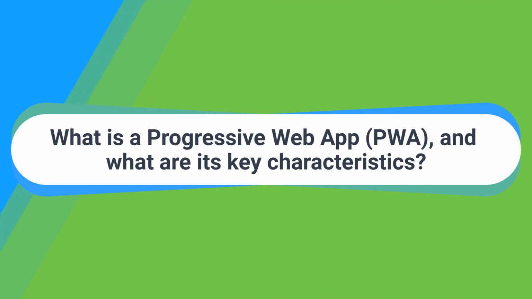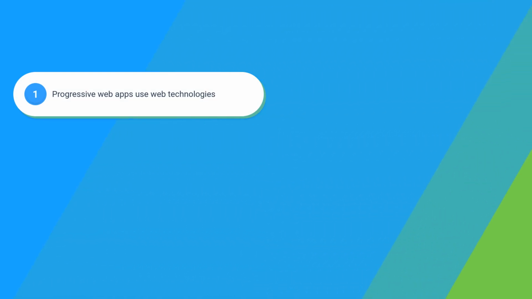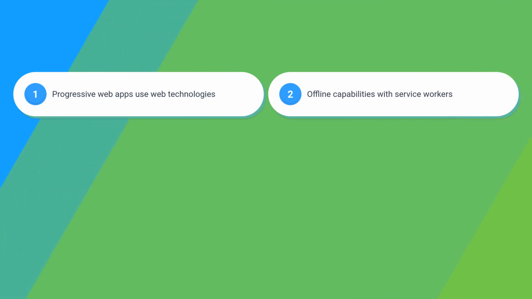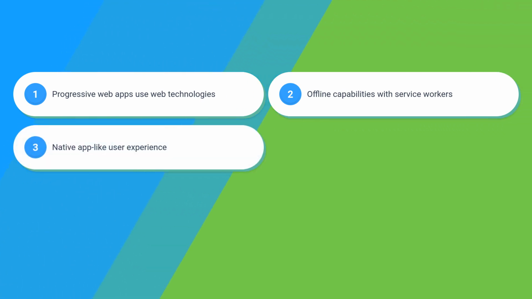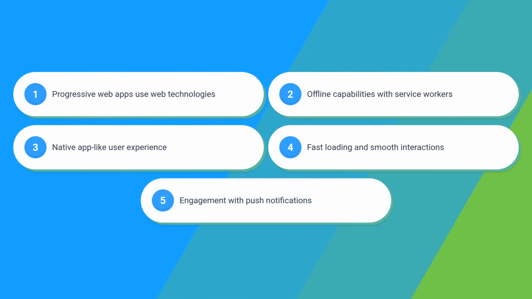What is a progressive web app, PWA, and what are its key characteristics? A progressive web app is an app that's built using web platform technologies but provides a user experience like that of a platform-specific app. Offline capabilities. Work offline or with poor network connections using service workers. App-like experience. Provides a native app-like user experience. Performance. Fast loading and smooth interactions. Engagement. Push notifications and home screen installation.